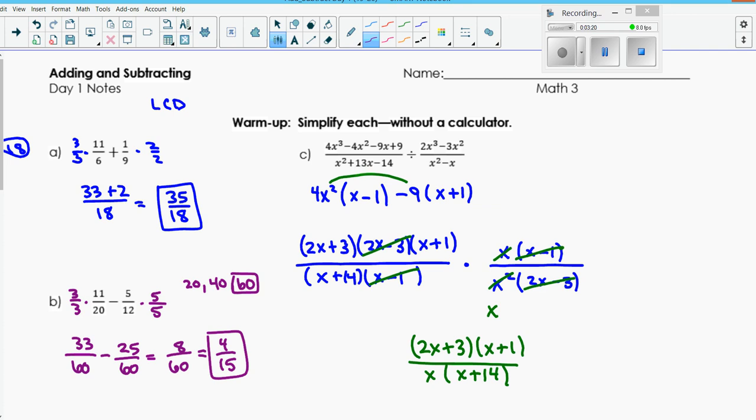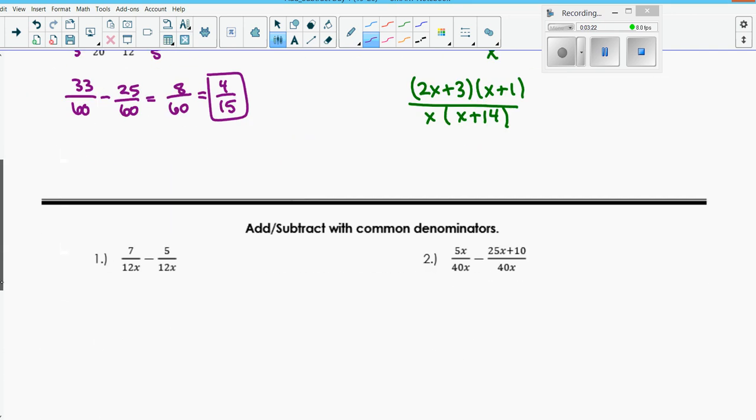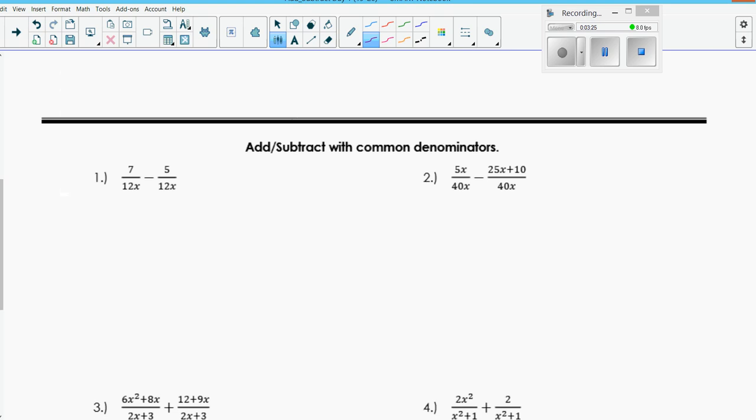So now let's go work with some expressions. Okay, we're going to start with some common denominators so we can just talk through what we do with the numerators. Notice that these have the same denominator and we are subtracting. So 7 minus 5 gives us 2, and then the denominator stays the same. Don't actually add or subtract the denominator. We can simplify this. 2 and 12 we can divide by 2, which leaves us with 1 over 6x. And that would be your final answer.